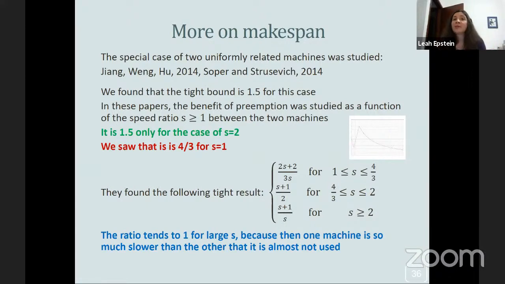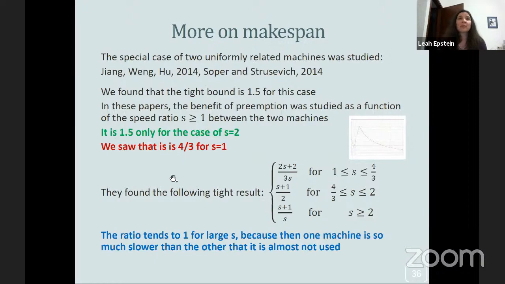Here you see a graph, you see that the benefit of preemption starts, as we know, at 4/3, it decreases, and then it increases, and then it decreases again. Of course, it will tend to 1, because if one machine is really, really slow compared to the other one, you don't need to use it, no matter whether you are doing preemptive or non-preemptive.